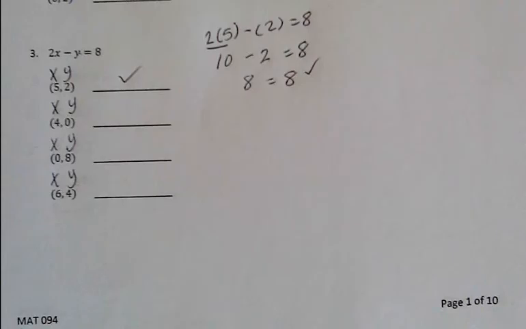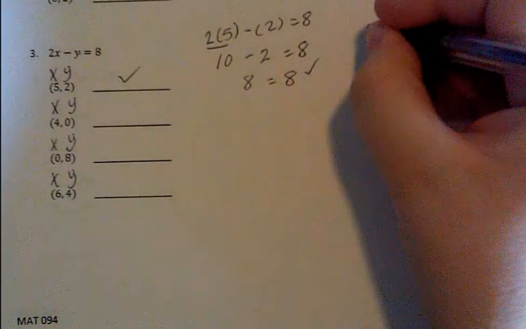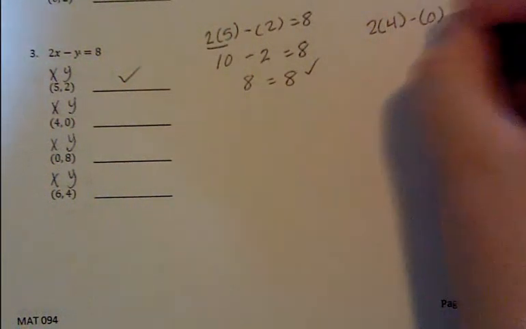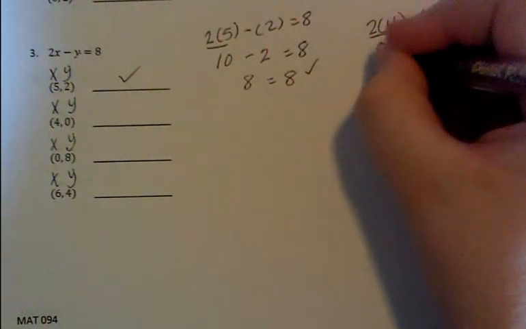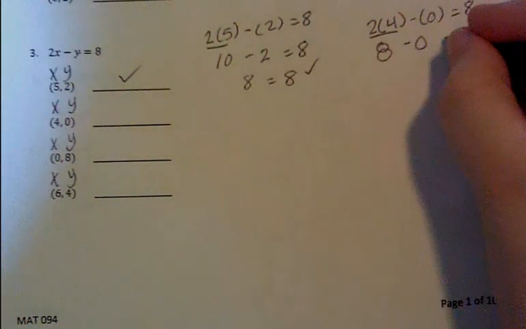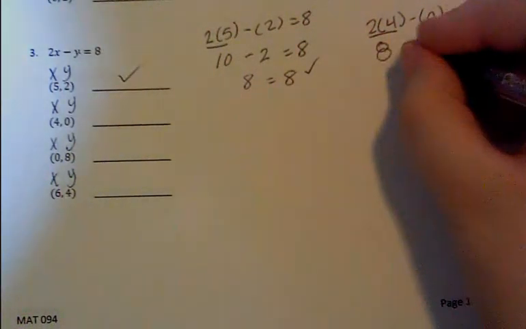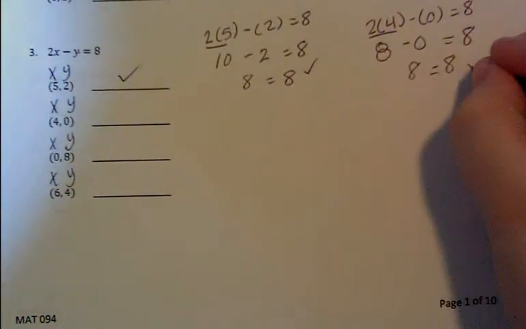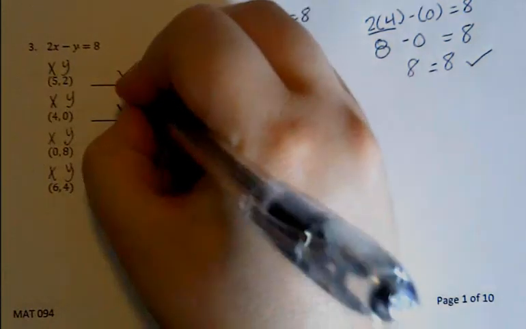Now I've got 4, 0. So I've got a 4 for my x, a 0 for my y. So I have 2 times 4, which is 8. Bring down your minus 0 and your equals 8. 8 minus 0 is 8. So 8 equals 8. Since they both equal the same number, that means that 4, 0 is a solution.